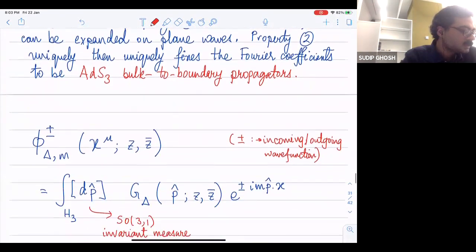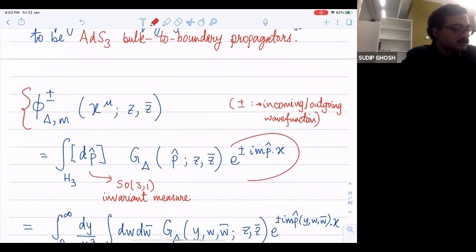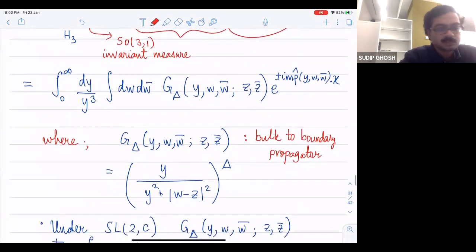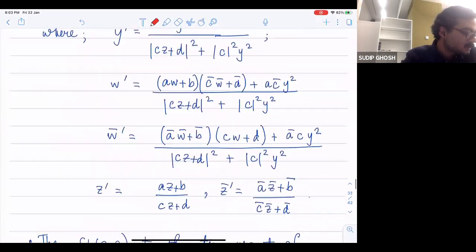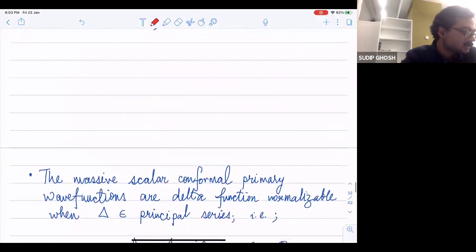Okay. And so at the end of the day, what you can do is write down the scalar conformal primary wave function as a Fourier expansion in terms of plane waves, with bulk to boundary propagators acting as the Fourier coefficients. Those of you who are familiar with AdS-CFT know that the bulk to boundary propagator for, let's say, a scalar particle in AdS takes the following form in AdS3. Okay, so this I can skip. Yeah, so by construction it will transform as a primary under the action of SL2C.